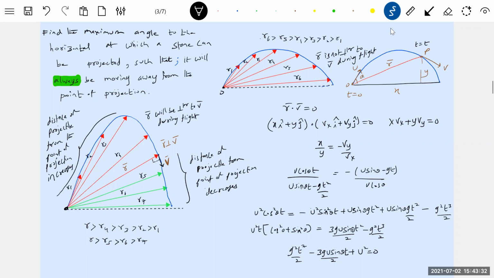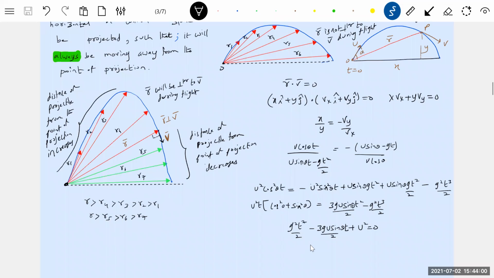If r bar dot v bar equals 0, again after some time it will start moving towards the point of projection. If r bar dot v bar is not equal to 0, then it will always move away from the point of projection. So for this equation, what condition shall I put? The discriminant should be less than 0. No real root. There should not be a real root here.